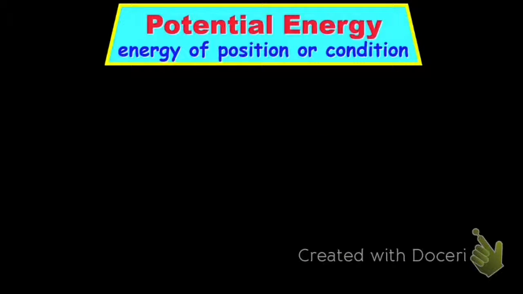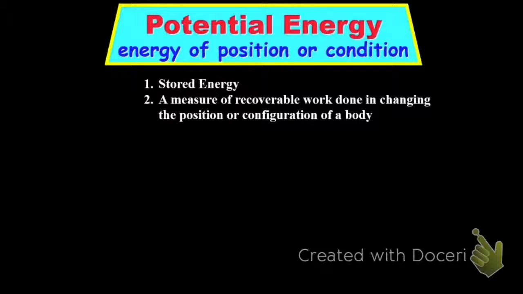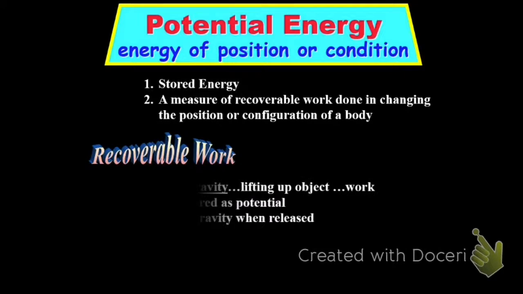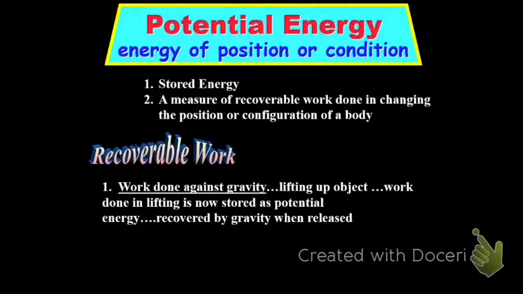The second piece of mechanical energy is potential energy. This is energy that is stored, and it comes from position or condition. Now, there are some other types that we won't be talking about, like chemical potential, but we're going to focus on two types here in just a minute. So this potential energy is stored energy that is a measure of the recoverable work done in changing the position of a body. So what does that recoverable work mean? It means that it's work that you do against gravity or against some force that can return that work, return that energy back to you.